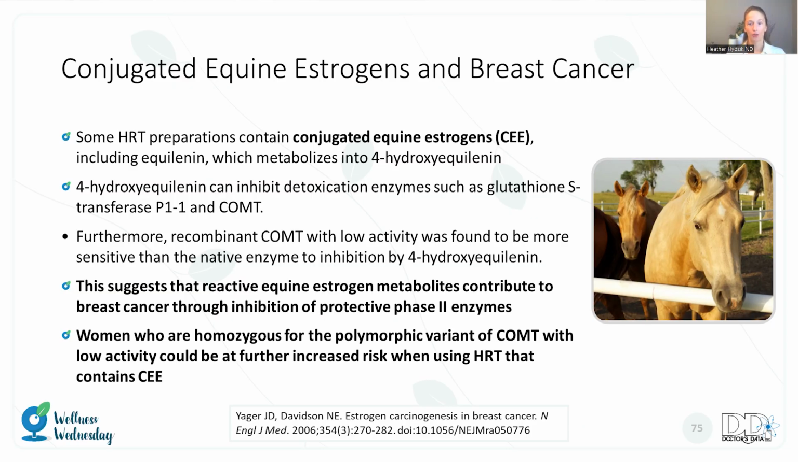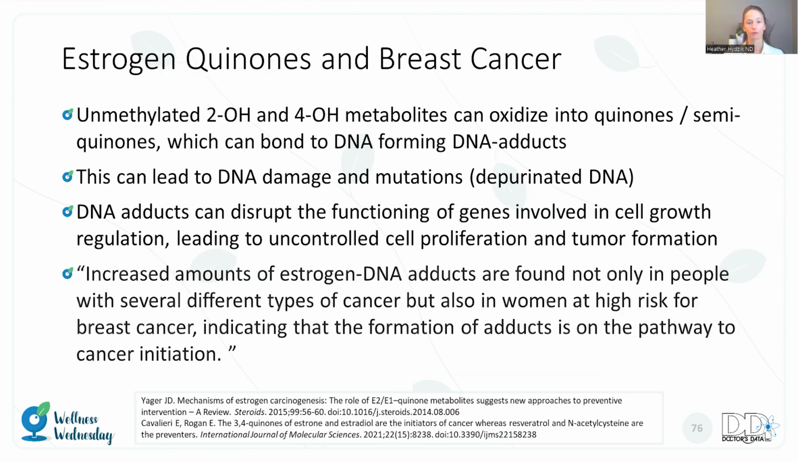Some HRT formulations contain conjugated equine estrogens, or CEE, and these can form harmful metabolites that can inhibit our detox enzymes, including COMT and the glutathione sulfotransferases. And this can increase breast cancer risk, especially for those who are homozygous for the polymorphic COMT variant. Unmethylated 2-hydroxy and 4-hydroxy metabolites, as I said before, can become oxidized into quinones or semiquinones, resulting in DNA adduct formation and then DNA damage.